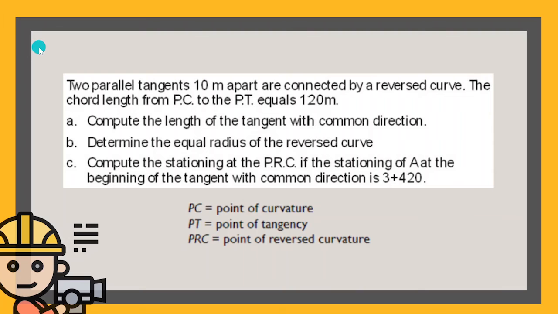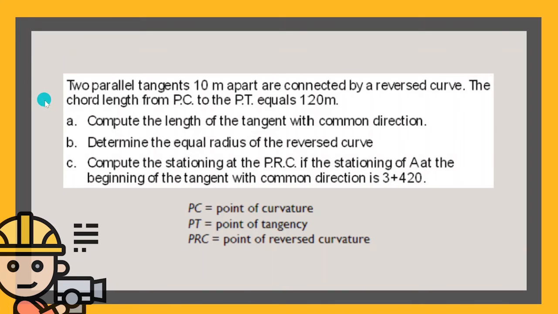We have here a sample problem for a reverse curve. The problem states that two parallel tangents 10 meters apart are connected by a reverse curve. The chord length from PC to the PT is equal to 120 meters.